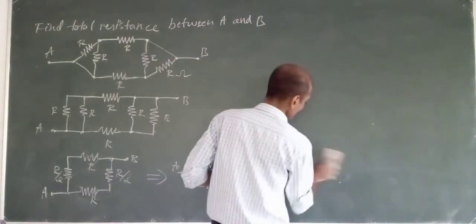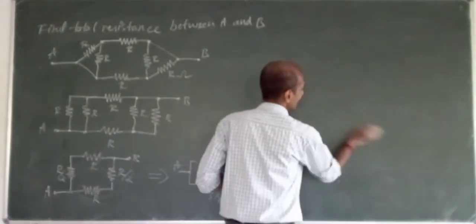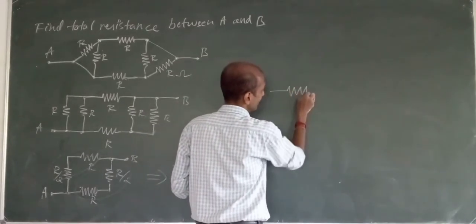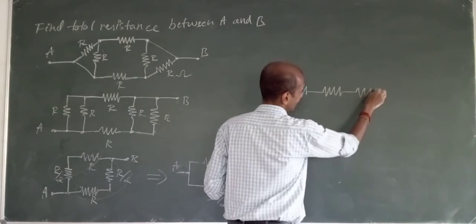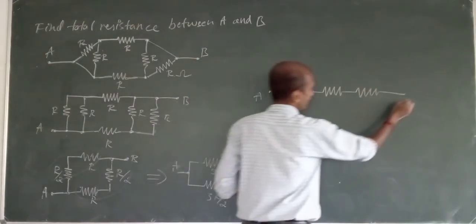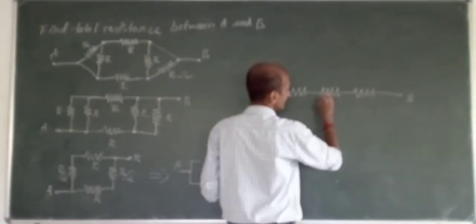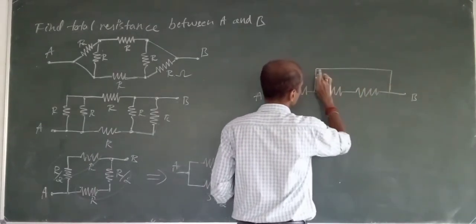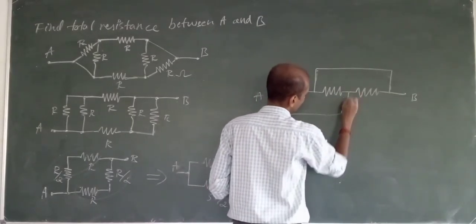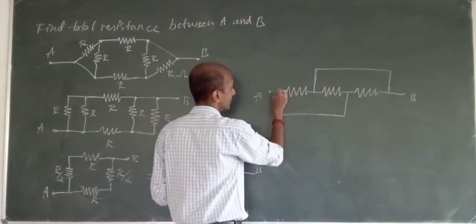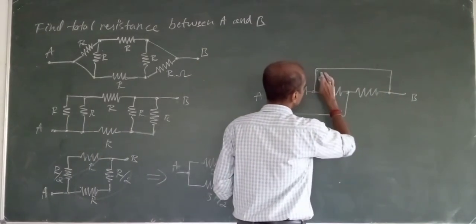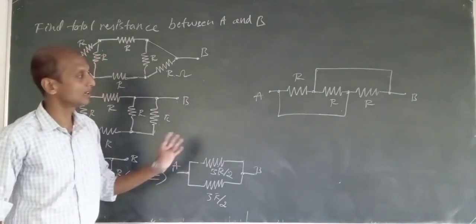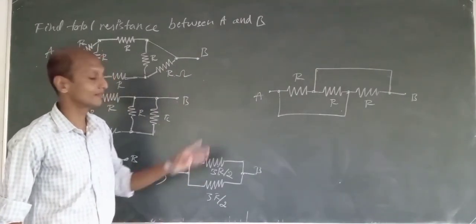Yes. Now I can go for another example, where I can see three resistances connected somewhat like this, between point A and B. If I write it somewhat like this, this is R, this is R, this is R. All three resistances are R ohms of resistance. So they have equal resistances.